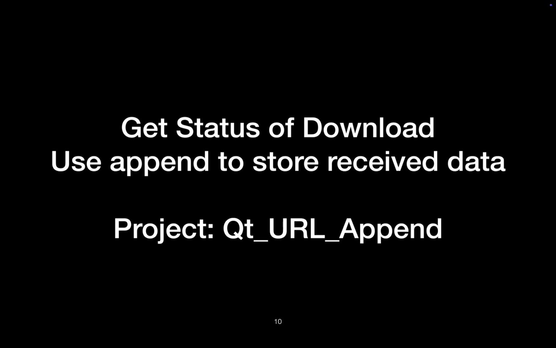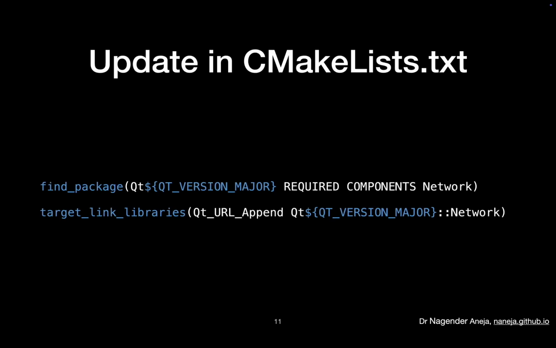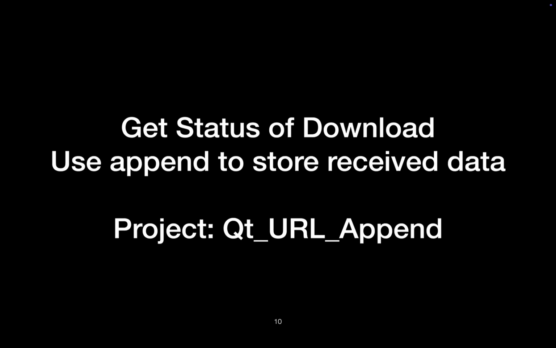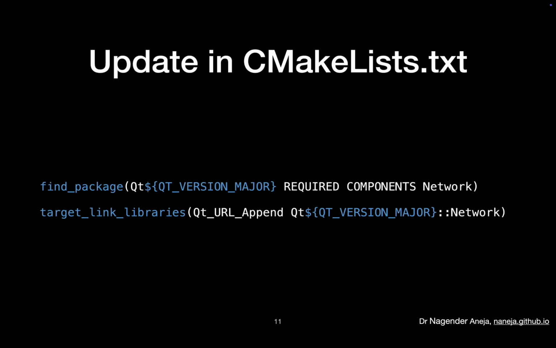It's possible that you will get the complete data all of a sudden because this is a very small web page, but for larger files, it's useful. The data is stored locally as it is downloaded. Okay, so this is a project called QtUrlAppend. That's how we can name it differently also. And since we want to use the network package, we need to update the CMakeLists.txt. Here we're saying find_package required components Network, and with this one target_link_libraries with the network, right?